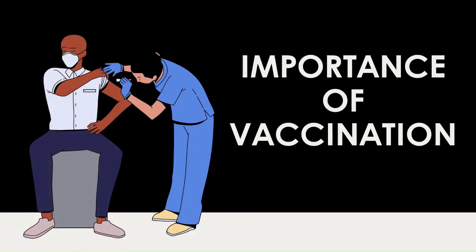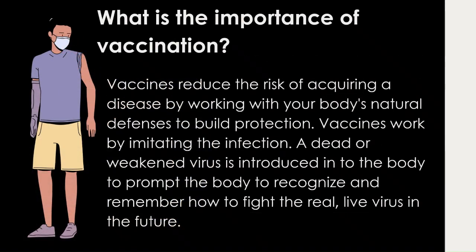So what is the importance of vaccination? So vaccines reduce the risk of acquiring a disease by working with your body's natural defenses. So to build protection, vaccines work by imitating the infection. A dead or weakened virus is introduced into the body to prompt the body to recognize and remember how to fight the real live virus in the future. So vaccines help your body learn to fight germs before you get sick. So they keep you healthy and stop diseases from spreading to others.